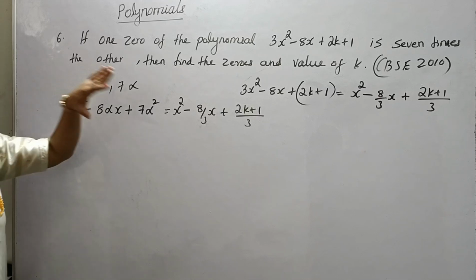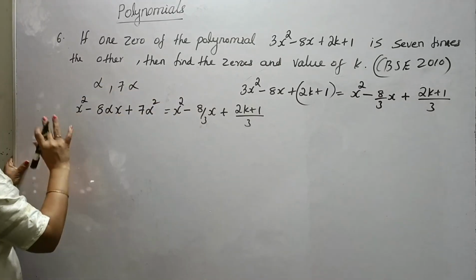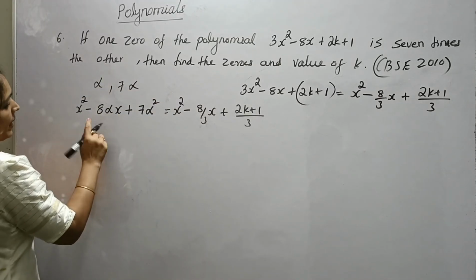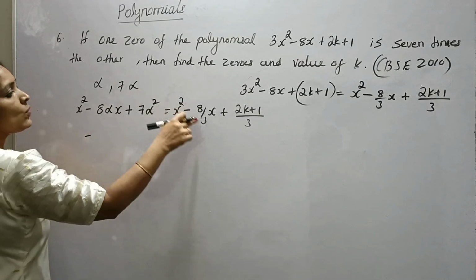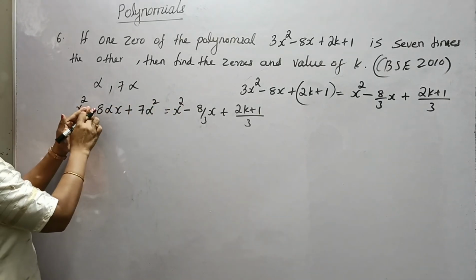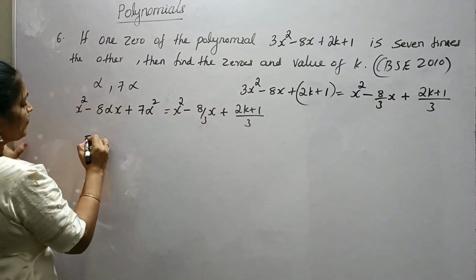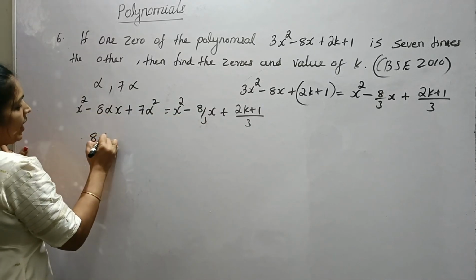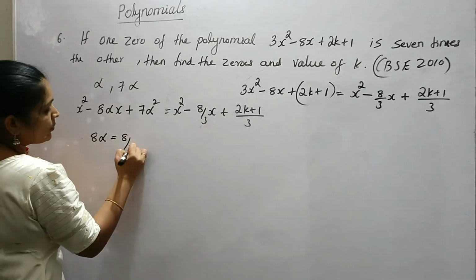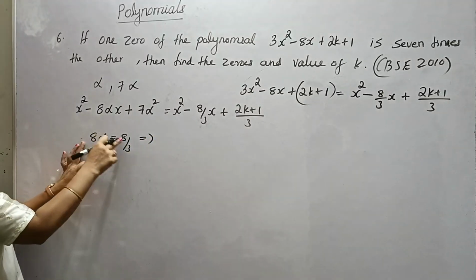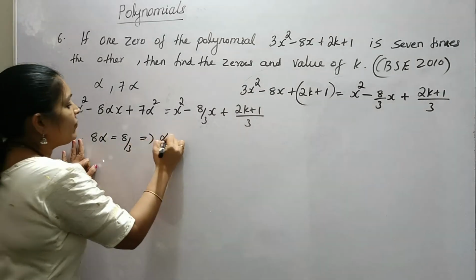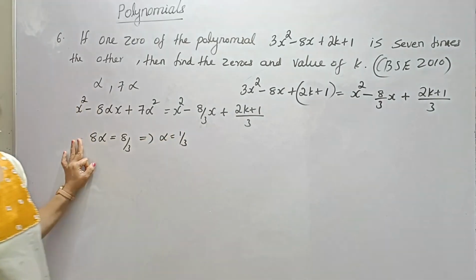On comparing these two equations, we will get −8 alpha is equal to −8 by 3, that is, 8 alpha is equal to 8 by 3. That implies, 8 cancelled, so alpha is equal to 1 by 3.